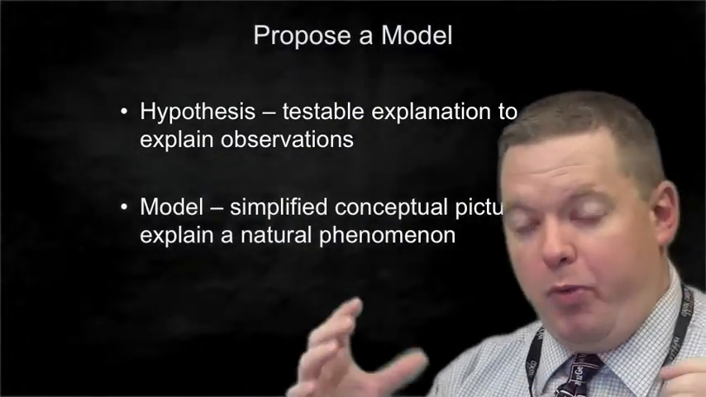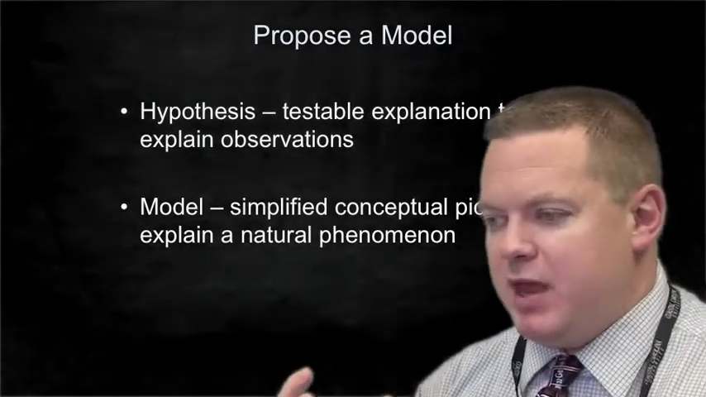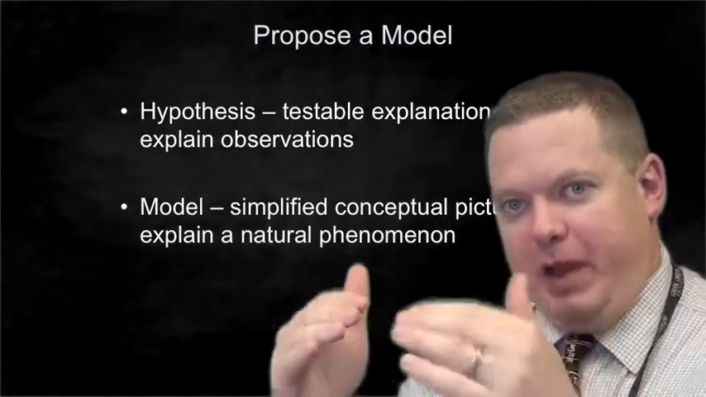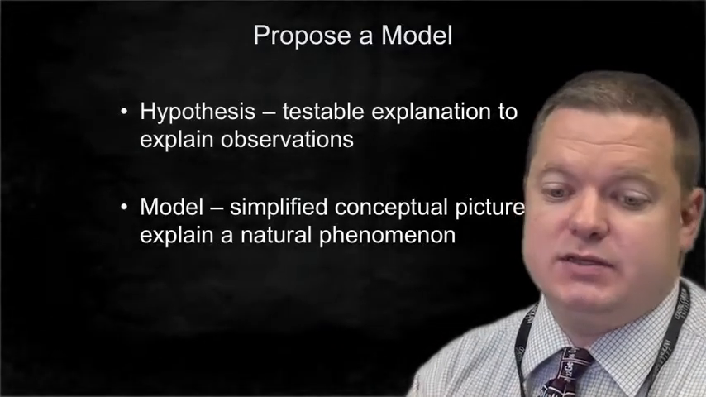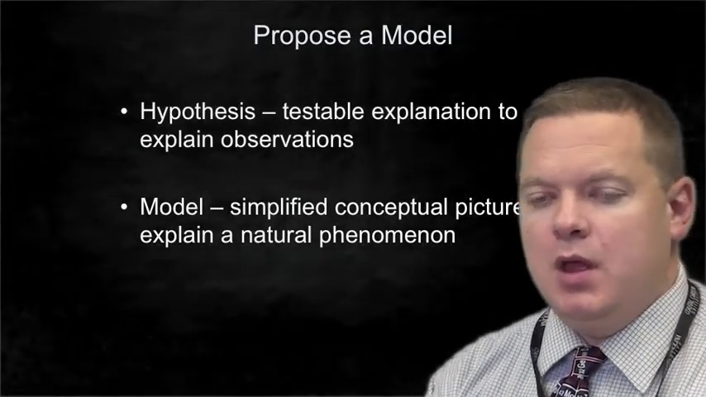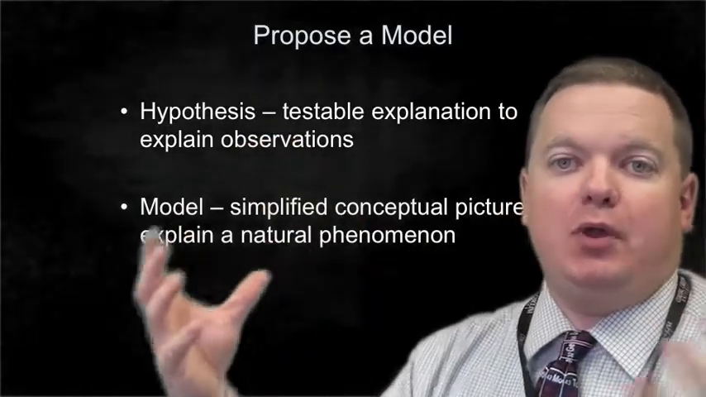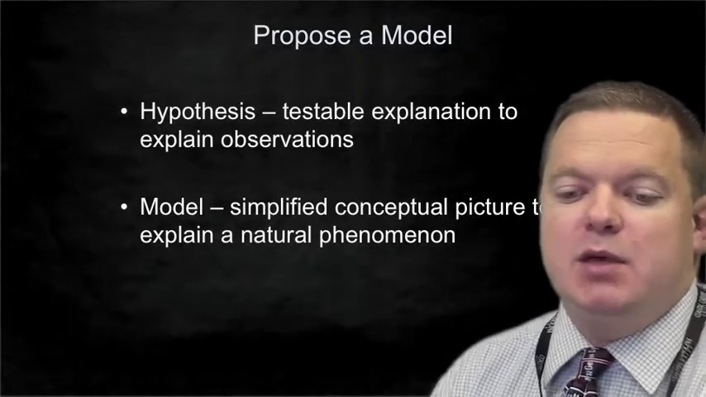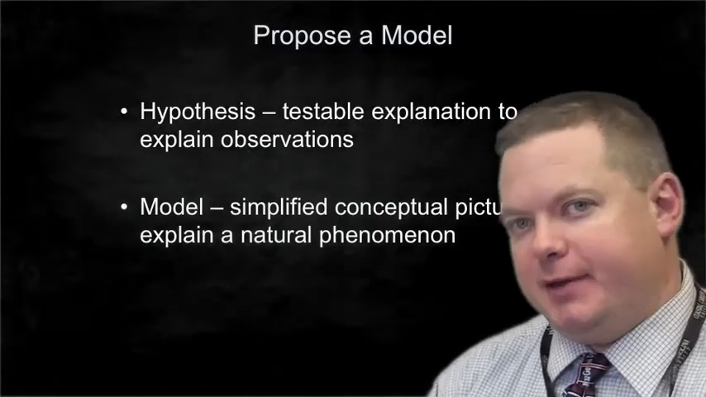Right? So one key thing about a hypothesis is they have to be testable. So they have to be simple enough that we can test for one thing. Based on what we're seeing, we think this is happening, which we're able to test with this single observation. Once we go through that process with multiple hypotheses, the larger picture, we end up with this model. It's a simplified conceptual picture to explain a natural phenomenon.